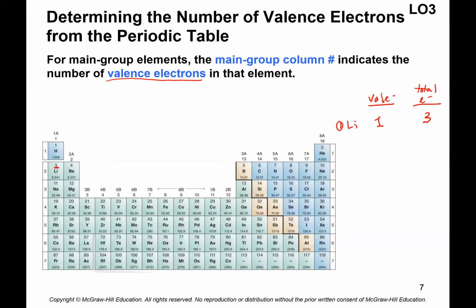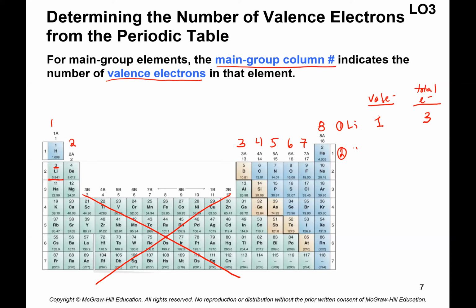So for main group elements, the main group number is going to indicate the number of valence electrons. What does that mean? Well, our main group elements are those that are not transition elements, so we're not going to consider these. That means this is group number 1, group number 2. We skip the transitions, 3, 4, 5, 6, 7, and 8. Those are the main group column numbers, right? That is going to be equal to the number of valence electrons. So you see lithium is in the first group, which is why it has 1 valence electron.